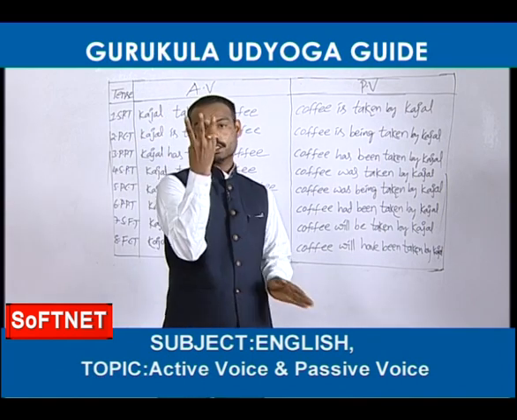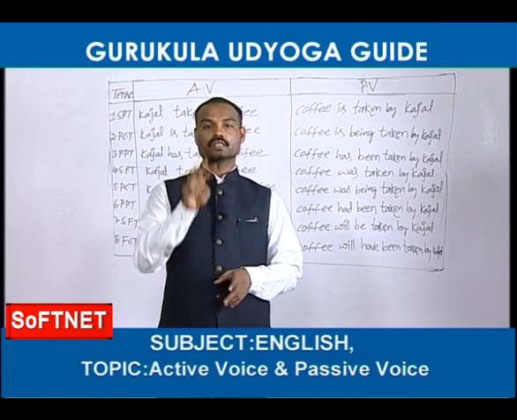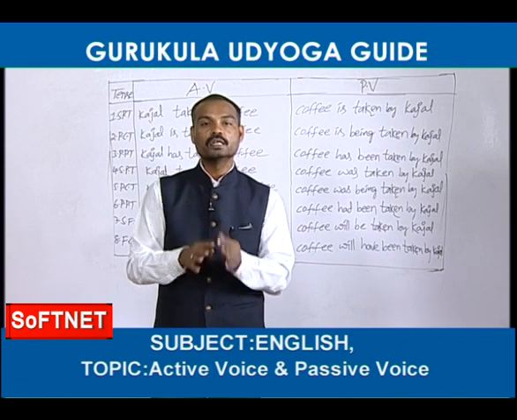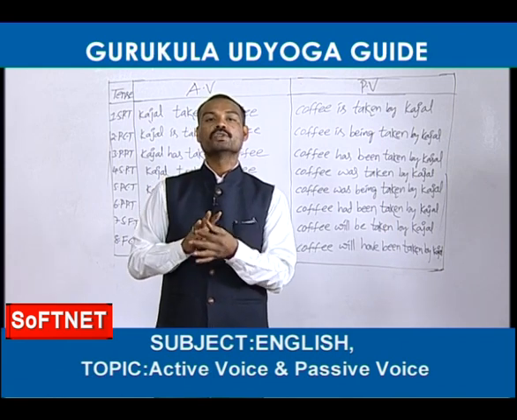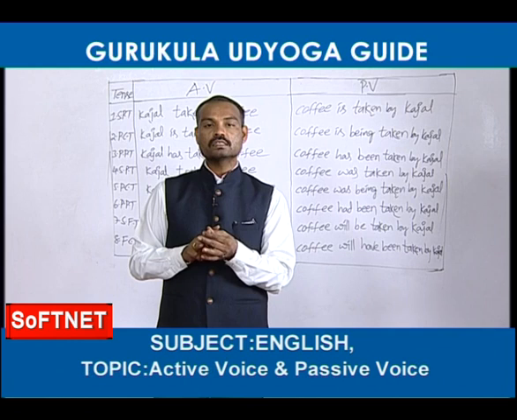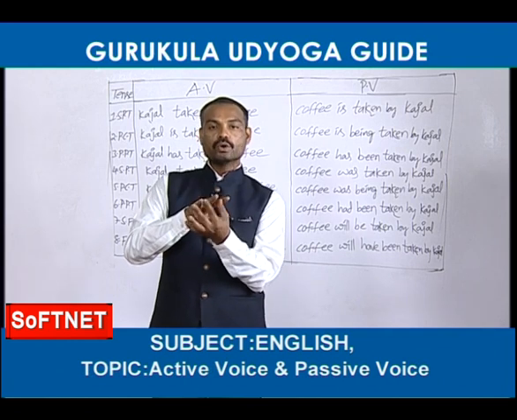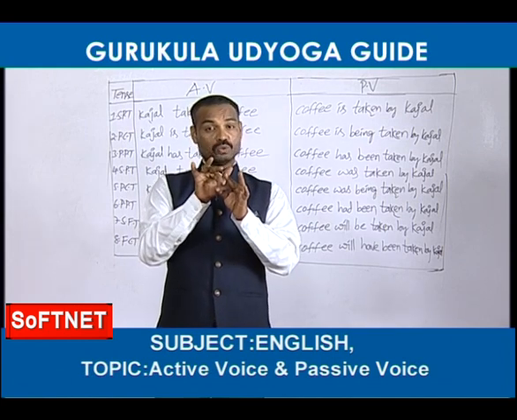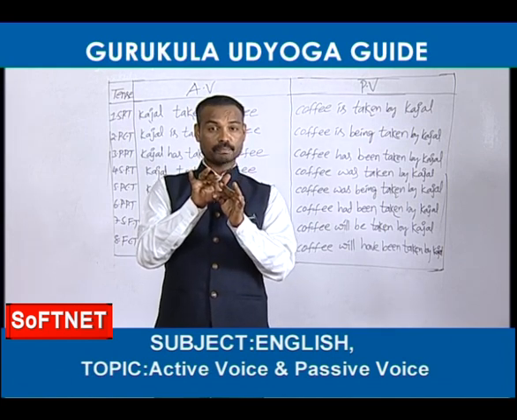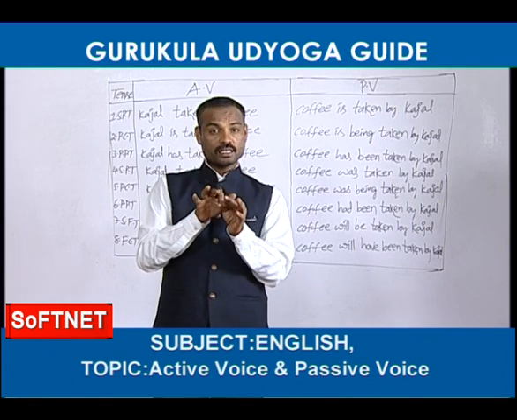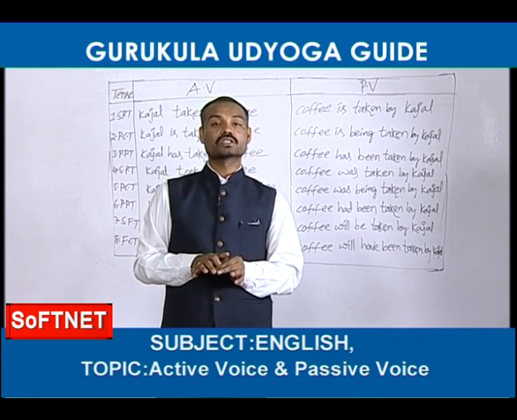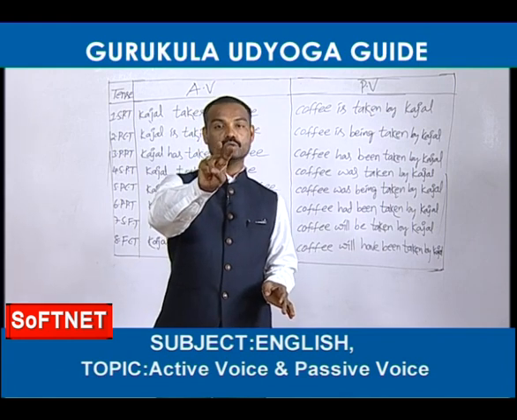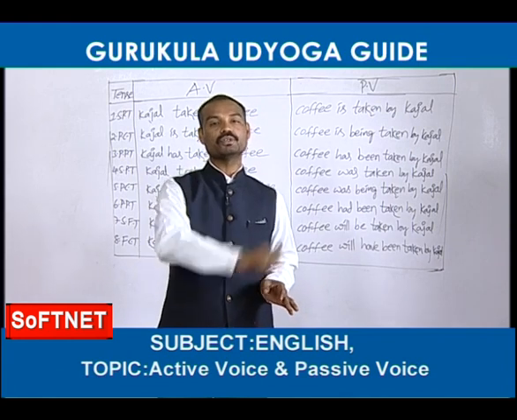Next, 3 do forms are there, my dear friends. They are do, does, did. Do and does can be used only for present, whereas did is used only for past. Don't forget it. 3 do forms are there. Do, does, did. Do, does can be used for present, did can be used for past.